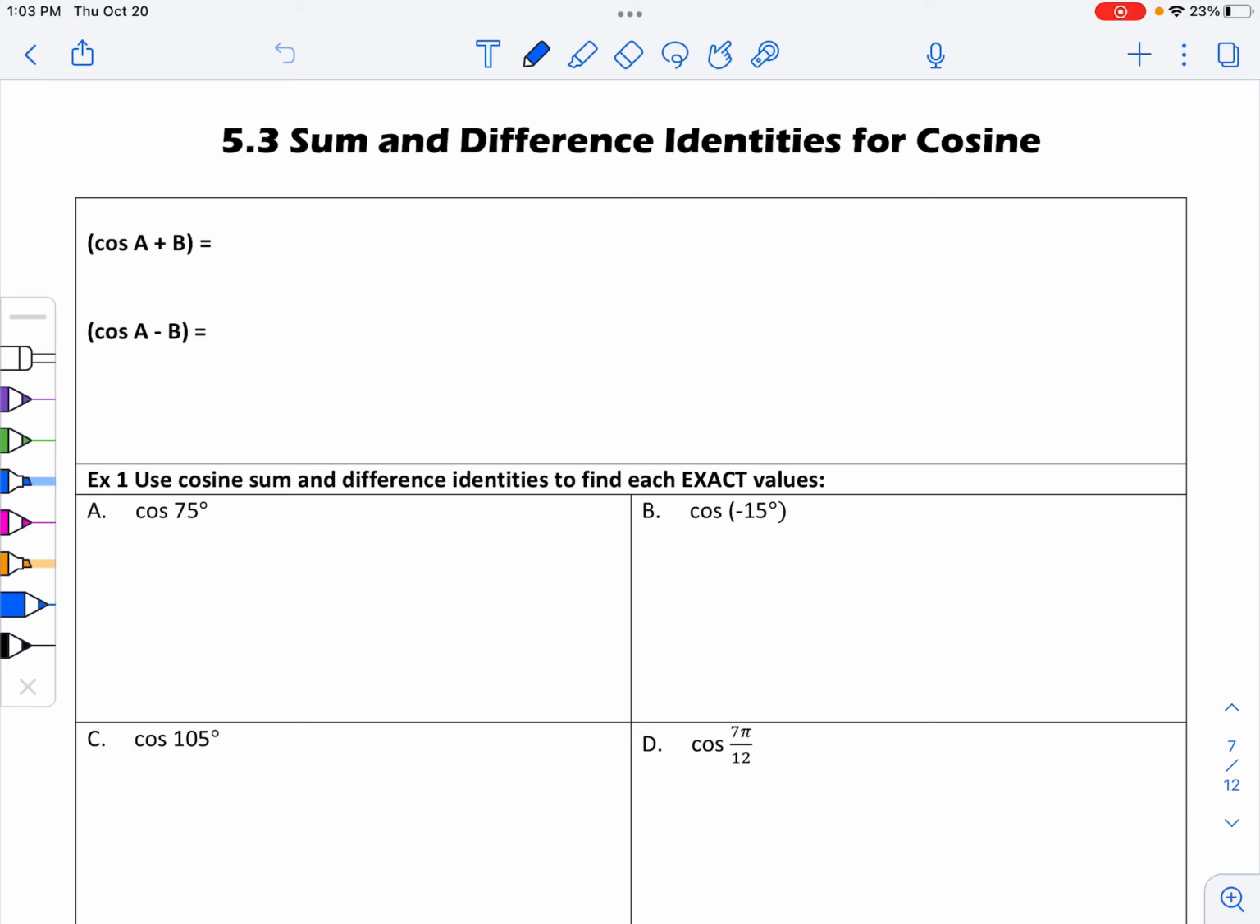Okay, so today we're going to talk about the sum and difference identities for cosine. I'm going to go ahead and give you these identities right away, and then I'll help you understand how to use them, when to use them, and why to use them.